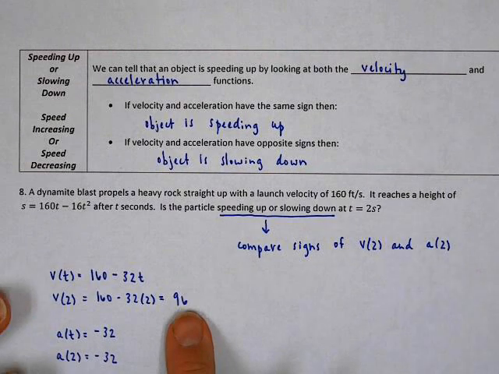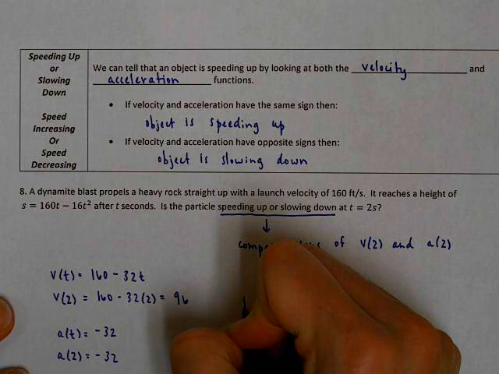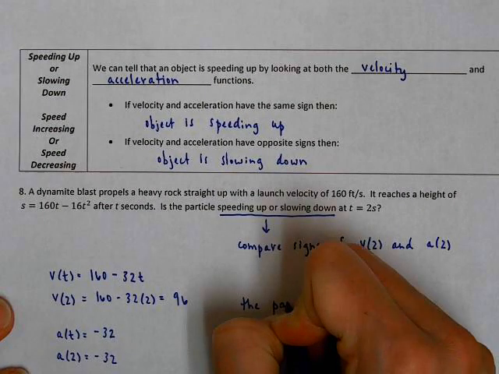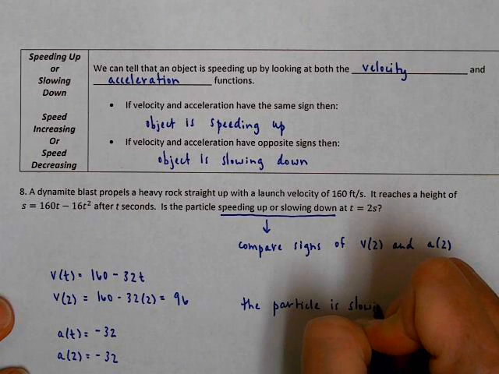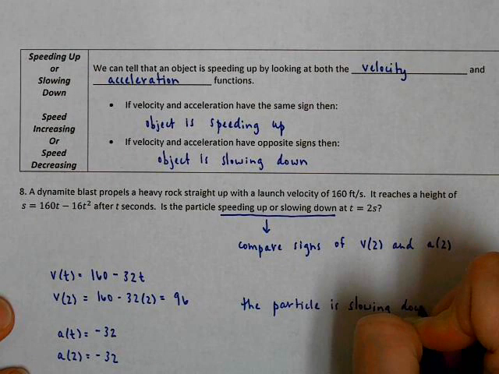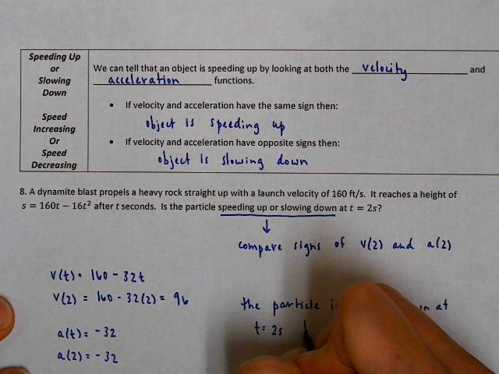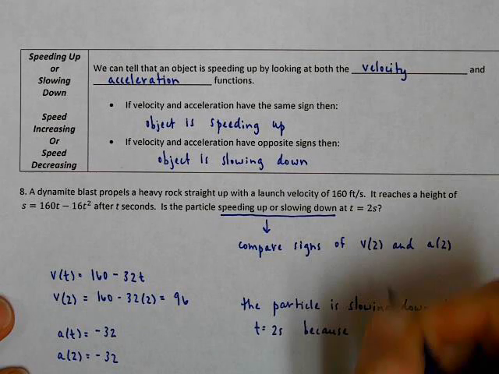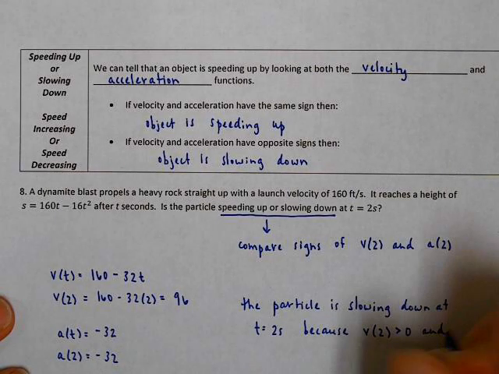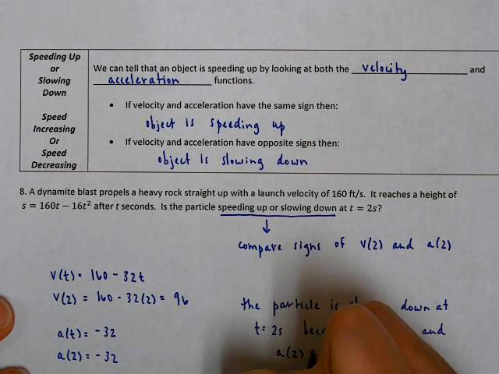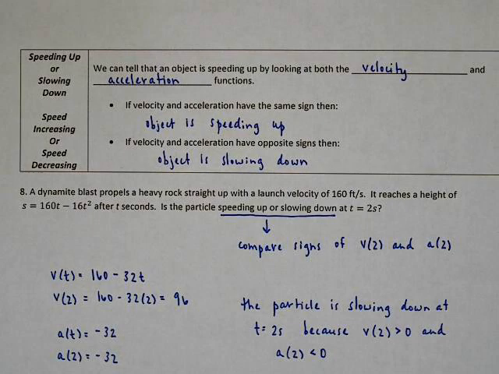Now, since my velocity is positive and my acceleration is negative, I know the particle is slowing down at t equals 2 seconds because velocity at time 2 is greater than 0 and my acceleration at time 2 is less than 0. And that's how we would justify it.